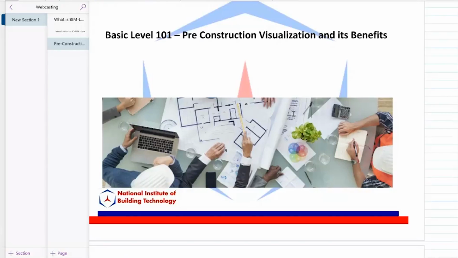BIM is like the internet. What is the internet? Is the internet a software? Is the internet a process? Is the internet a visual platform? Is the internet a database platform? We know it is all of the above. That is what building information management is to construction. It's the internet in construction.